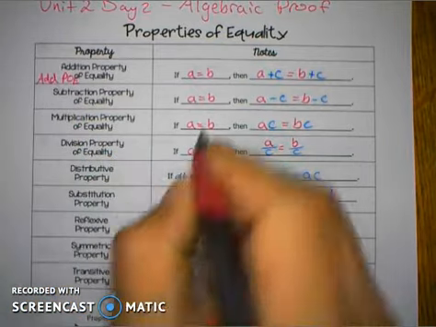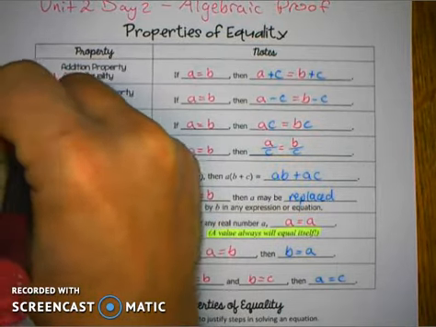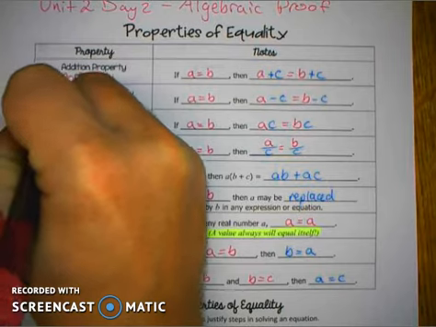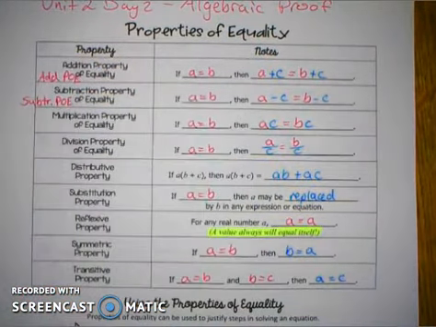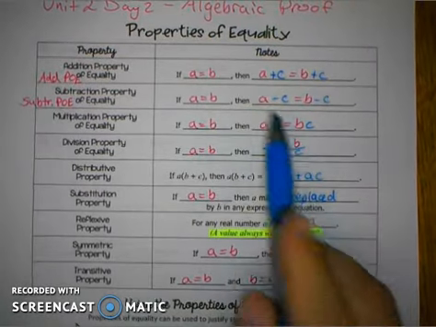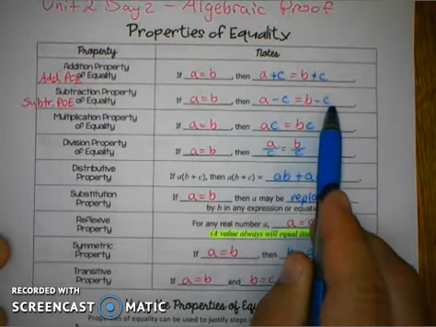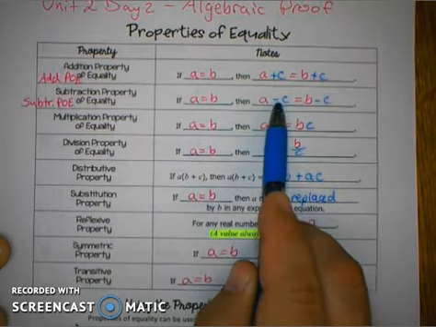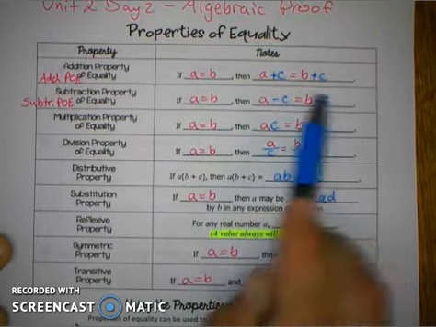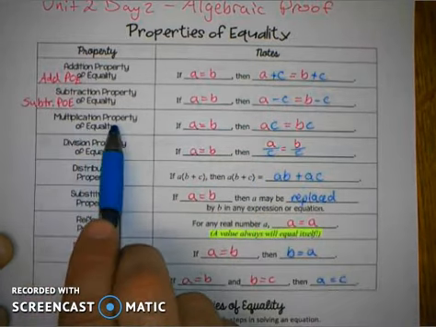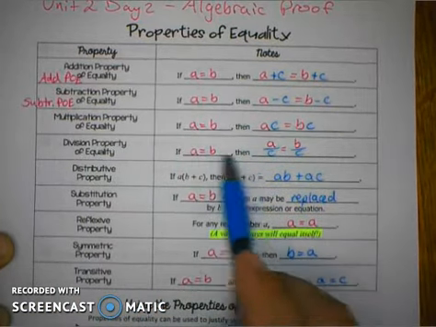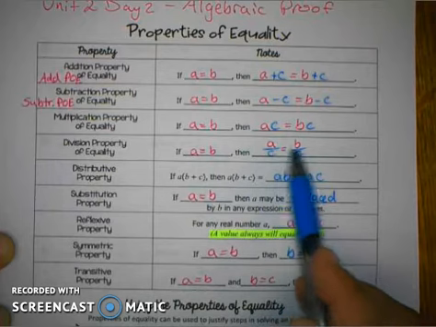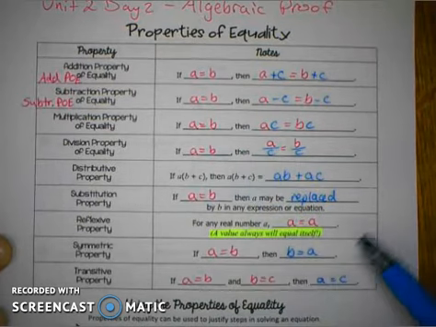Subtraction property of equality works very similar. We call that the SUBTR. POE, subtraction property of equality. A minus C equals B minus C. If we have an equation, we can subtract the same value from both sides. Same thing for multiplication property of equality. You can multiply by the same thing on both sides. And division property of equality. If we have an equation, we can divide by the same value on both sides.